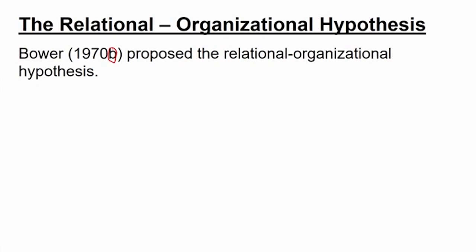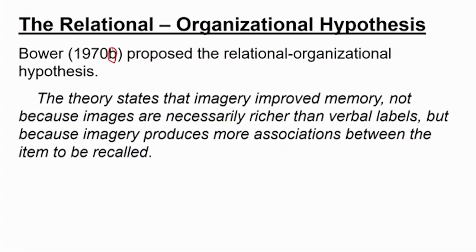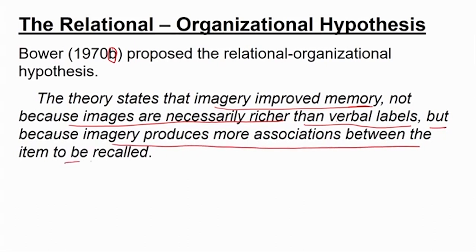So, in 1970 he proposed the relational organizational hypothesis, and what does the hypothesis say? The theory states that imagery improves memory not because images are necessarily richer than verbal labels. It is not that images are richer in the sense that they can be thought of, imagined, or can create a visual model of it. Rather, imagery produces more associations between the items to be recalled.